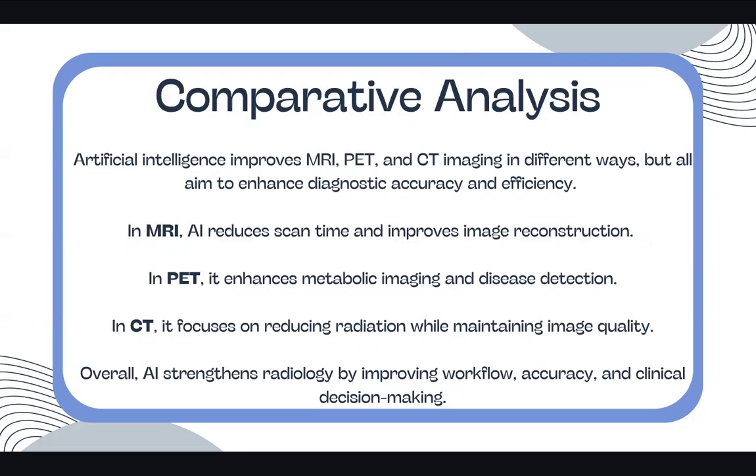So now let's talk about the comparative analysis between MRI, PET, and CT scans. When comparing all three, AI improves each in different ways. In MRI, it reduces scan time and improves image quality. In PET scans, it enhances metabolic imaging and disease detection. In CT, it reduces radiation while maintaining accuracy. And overall, AI improves efficiency, accuracy, and workflow across radiology.